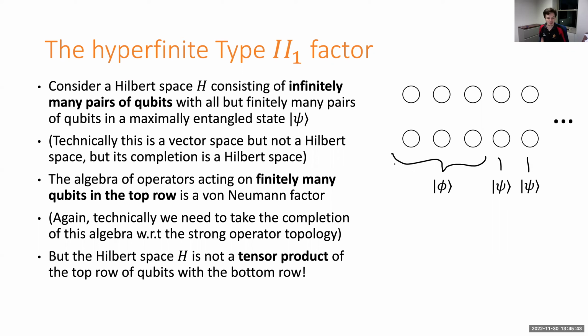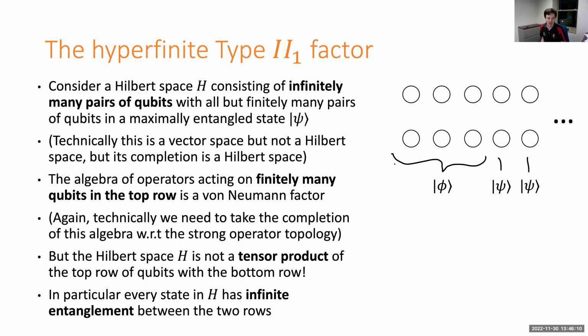Okay, so clearly we've constructed a von Neumann factor, and morally it's the algebra of operators acting on the top row, which is sort of morally a subsystem of the Hilbert space. But the Hilbert space is not actually a tensor product of stuff on the top row with stuff on the bottom row, because there are no states in the Hilbert space that are a product state, that is, a state on the top row tensor a state on the bottom row. Okay, so clearly we have something new going on here. Every state in H has infinite entanglement between the two rows.